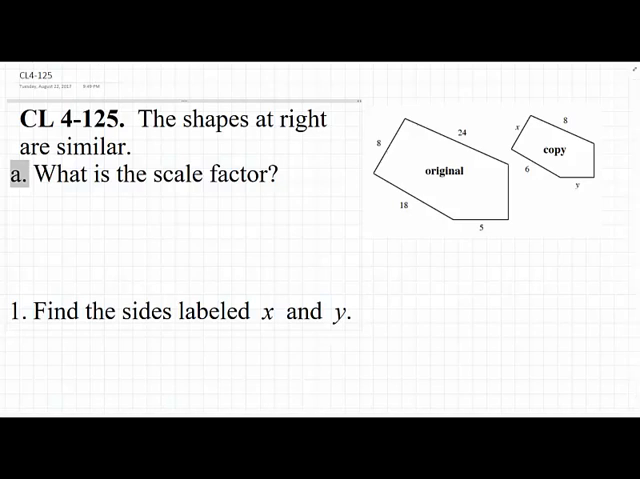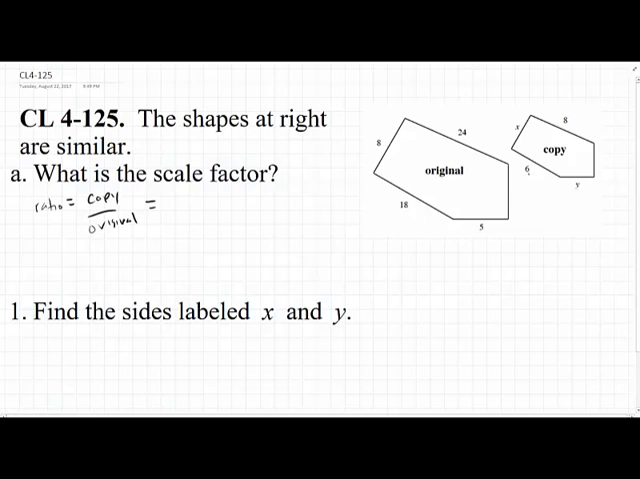Well, the scale factor we talked about earlier in this chapter, the ratio being the copy to the original. So for the copy, we just need to look for any corresponding sides. Hopefully you remember that vocabulary word, corresponding sides.